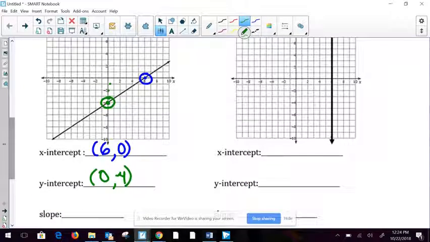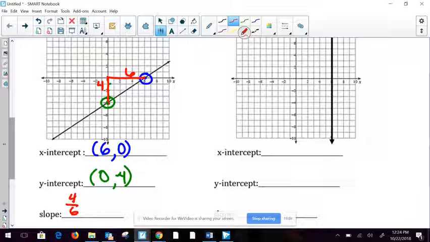So now that I have two exact points on my graph, I can actually find the slope between those two points. To get from my green dot to my blue dot, how do I do that? I'm going to go up 1, 2, 3, 4 lines, so up 4. And I'm going to go to the right 1, 2, 3, 4, 5, 6 lines. So my slope is 4 over 6.